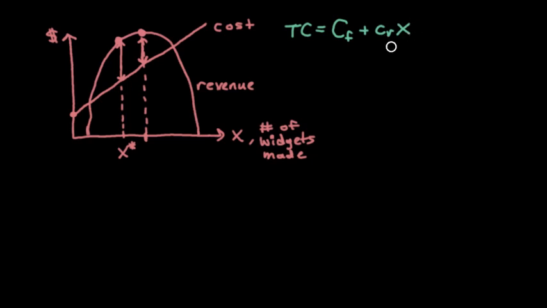You make a lot of widgets, this term gets bigger. This term stays the same no matter how many widgets you make. The next equation we want to write is total revenue. You might be wondering why we chose a parabola here for revenue.